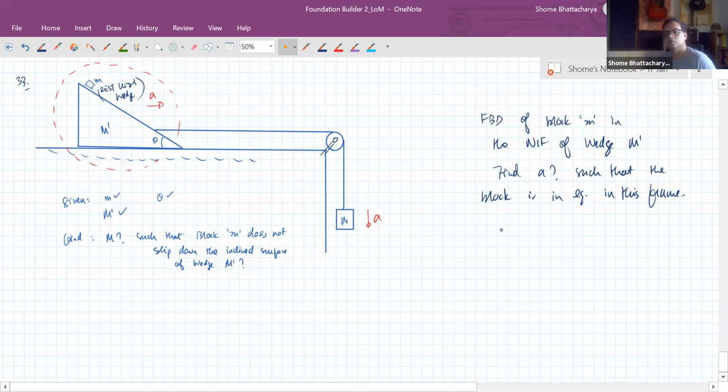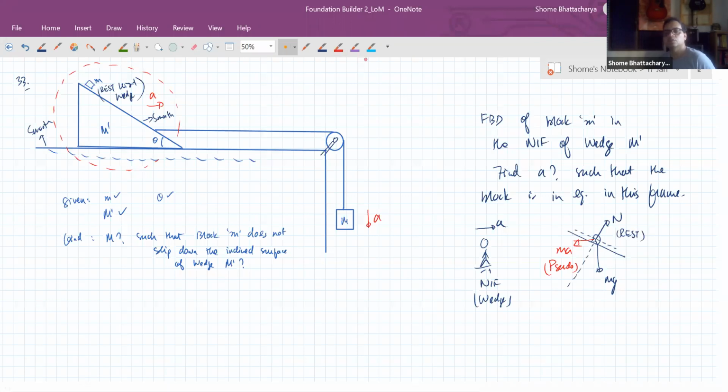So when I make that free body diagram, it's in the frame of the wedge, which is moving with an acceleration a. On that block, there's going to be a pseudo force, which acts like this. There's going to be its own weight, which acts downwards. Remember, this is a frictionless surface, so this is also smooth. And there's going to be a normal reaction, which acts like this. Under the action of these three forces, it should be at rest in this frame.